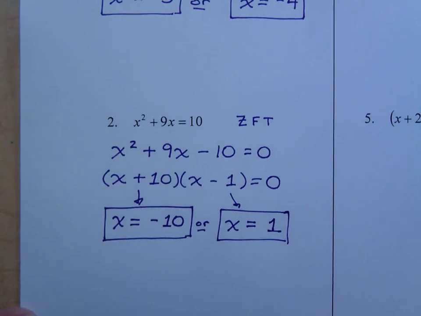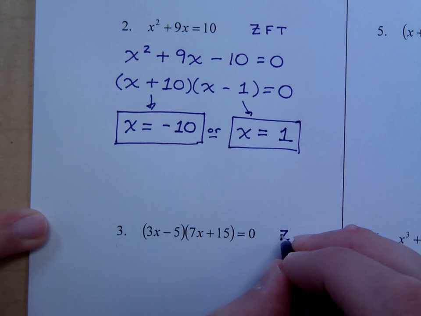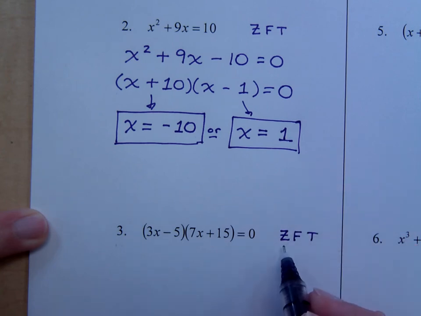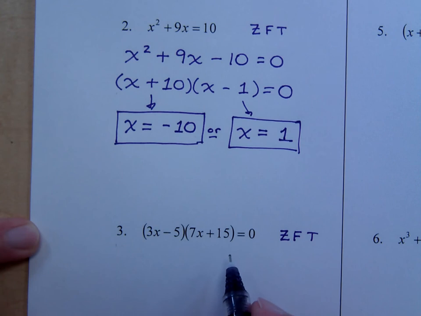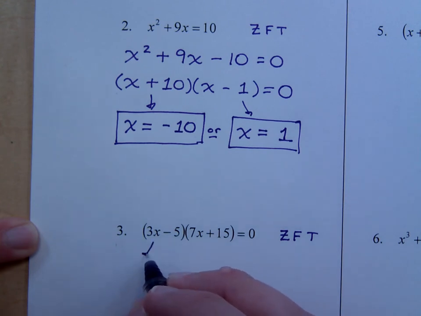Now in this third problem, again, we are using the Zero Factor Theorem. The first step is to get it equal to 0, and this guy is equal to 0. The second step says to factor. And as you look on the left side of this, it's already factored. And so T means use the theorem. Set each factor equal to 0 and solve. Now you could do that here.